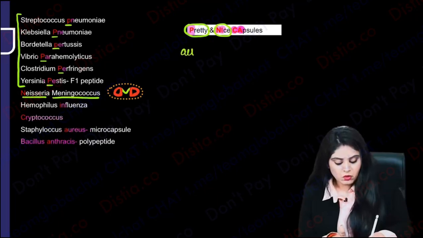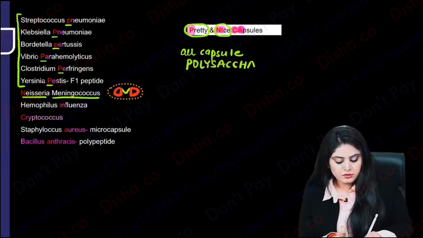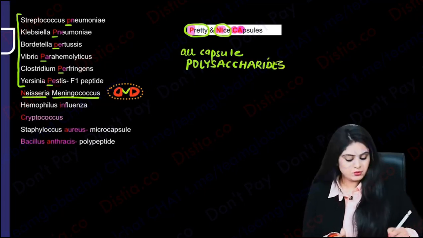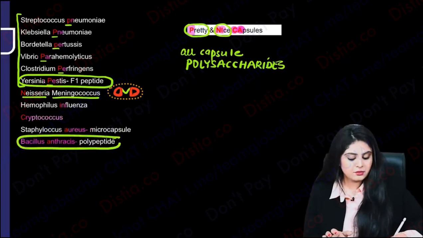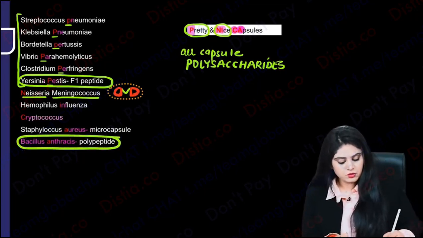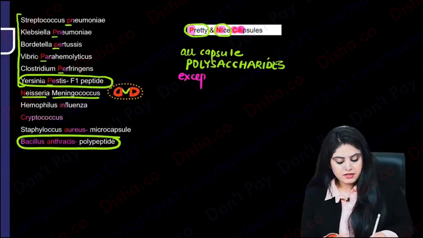Please note that all the capsules are made up of polysaccharides. However, I can see some exceptions. I can see Yersinia pestis where a peptide is written, and I can see Bacillus anthracis where a peptide is written. So these two exceptions need to be learnt. Very, very important exceptions, Yersinia pestis and Bacillus anthracis, in which we have a peptide capsule, not a polysaccharide.